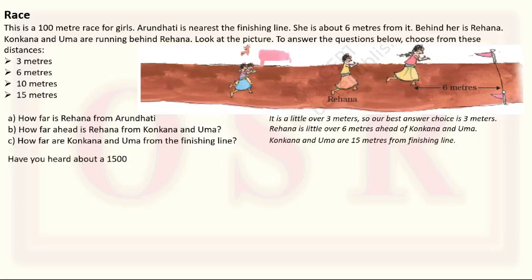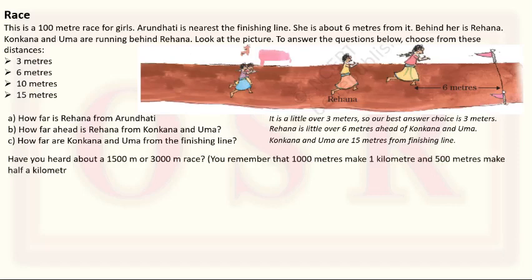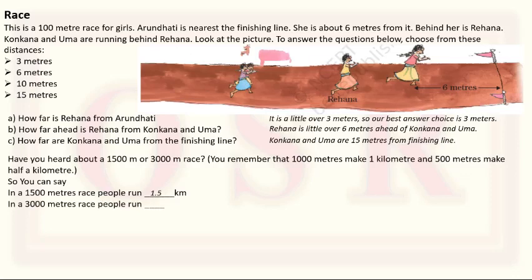Have you heard about a 1500 meter or 3000 meter race? Do you remember that 1000 meters make 1 kilometer and 500 meters make half a kilometer? So you can say in a 1500 meter race people run how many kilometers, guys? Yes, 1.5. In a 3000 meter race people run how many kilometers? Yes, it's just 3 kilometers.